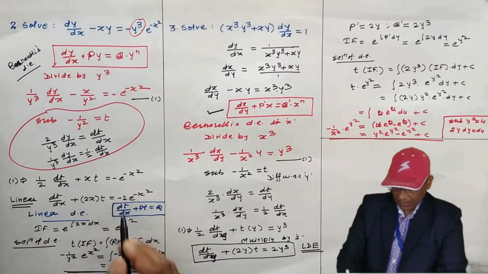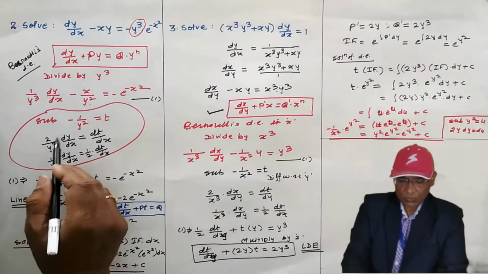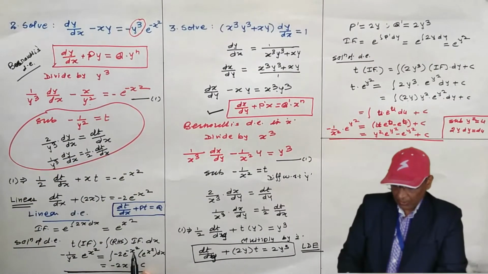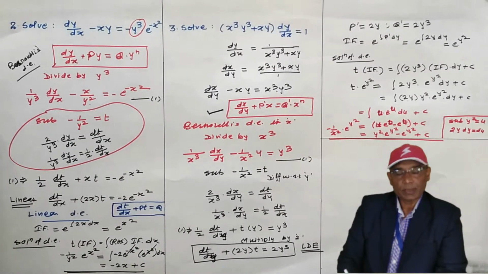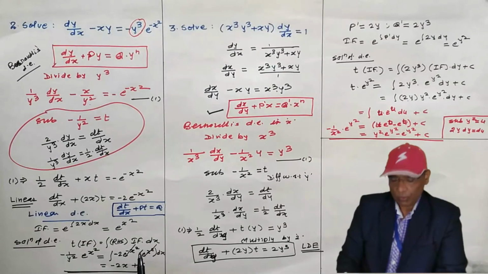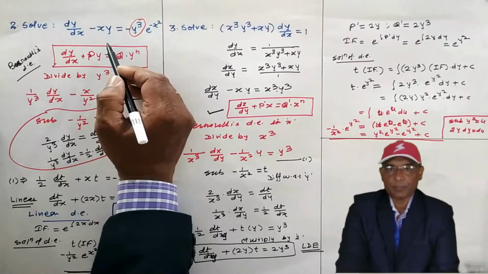The right hand side is this thing, with the integrating factor e to the power x square. The integrating factor is this one, and t is minus 1 by y square. Now e to the power minus x square and e to the power x square will get removed because by the law of indices it will be e to the power 0, and e to the power 0 is 1. And the integral of minus 2x with respect to x is minus x square. So this is the solution to this differential equation.